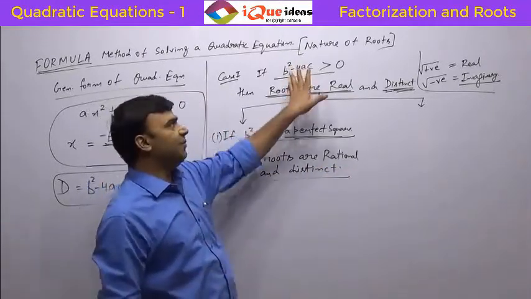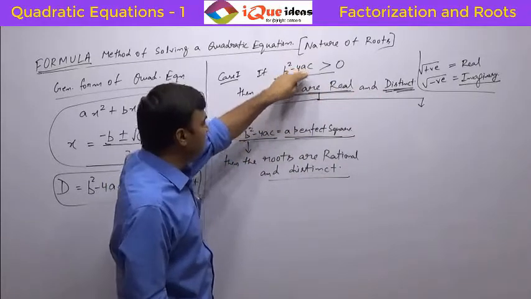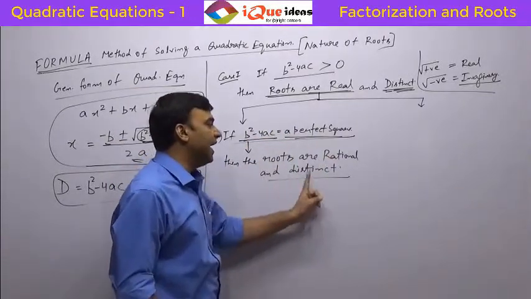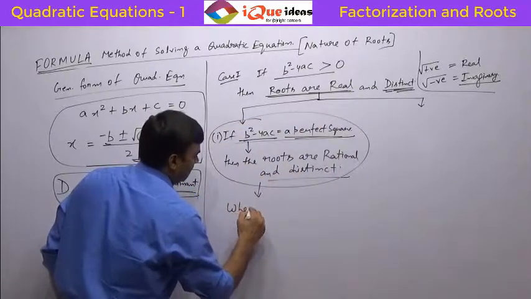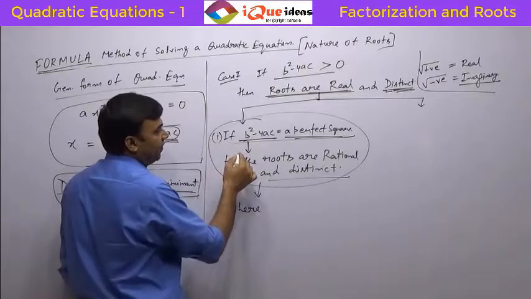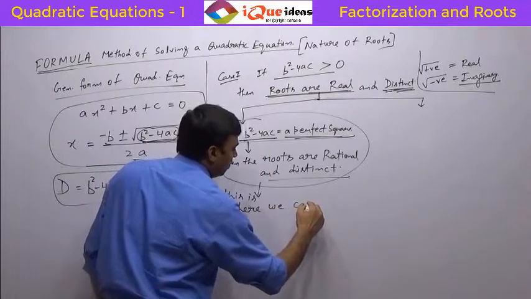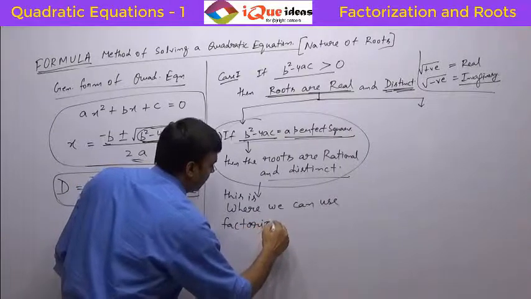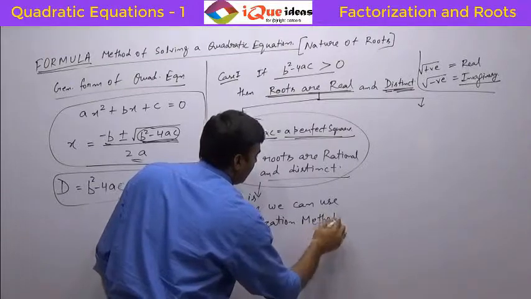Look at this carefully again. We already have b square minus 4ac greater than 0, in which the roots are real and distinct, right? Now, even in this situation, if b square minus 4ac becomes a perfect square, then the roots are rational and distinct, right? This is the only case where factorization is possible. Remember the questions that we did with factorization? All those quadratic equations were following this condition. So this is where we can use the factorization method to solve a quadratic equation. In fact, this is the only case.